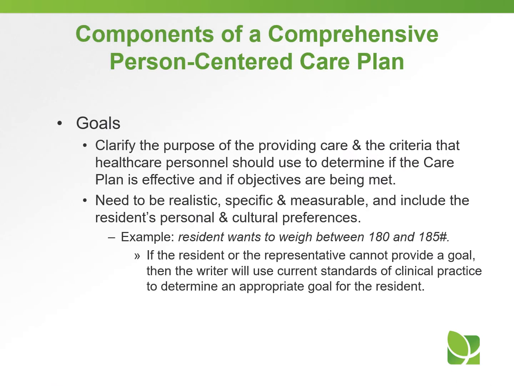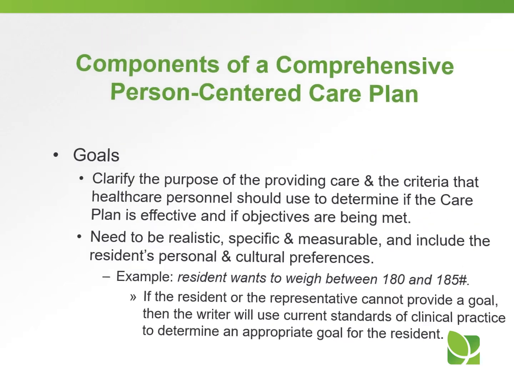Mr. Smith currently weighs 190 pounds, however, he usually weighs between 180 and 185. Goals clarify the purpose of providing care and the criteria that healthcare personnel should use to determine if the care plan is effective and if objectives are being met. They need to be realistic, specific, and measurable, and include the resident's personal and cultural preferences. For example, a resident wants to weigh between 180 and 185 pounds. If the resident or representative cannot provide a goal, then the writer will use current standards of clinical practice to determine an appropriate goal for the resident.